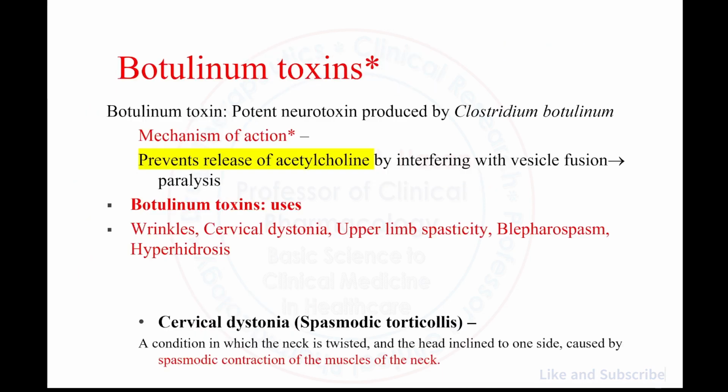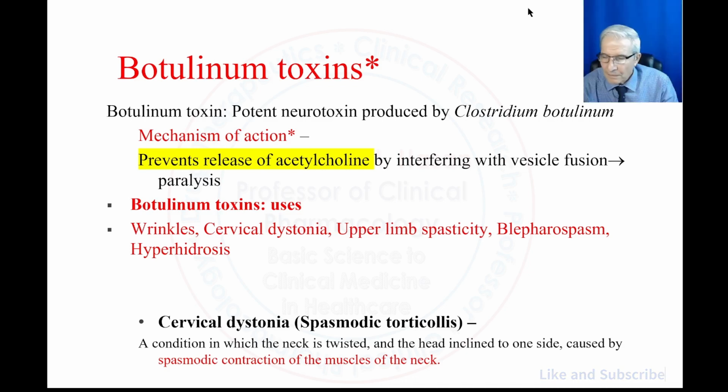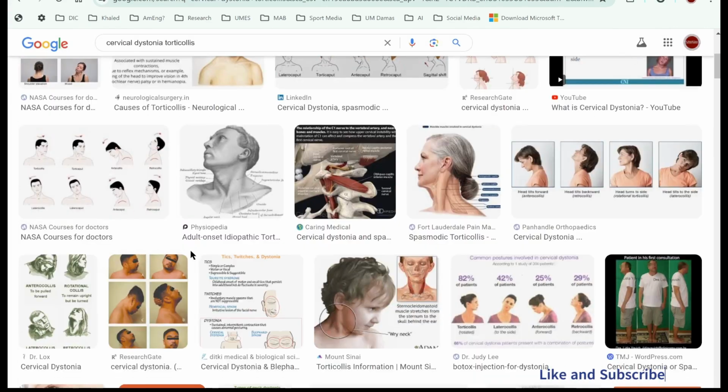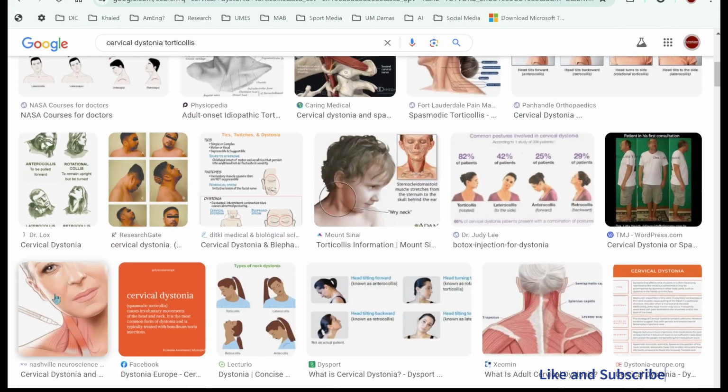Okay, moving to the last medication regarding the skeletal muscle relaxants. We have another group of medication. We can speak about that later on. Okay, in this Google website, you can see the cervical dystonia could be of different degrees. Torticollis is maybe another name for cervical dystonia here, and the patient may suffer from painful muscular spasm.